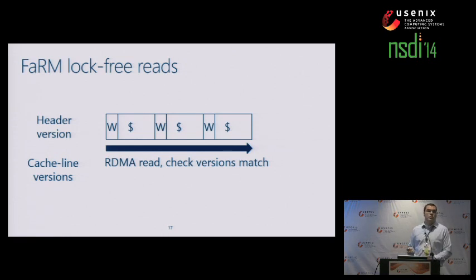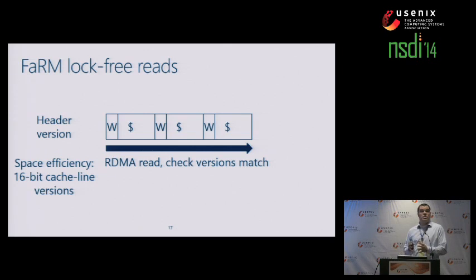There's a small problem with this scheme as described so far. Remember I told you that we are using 64-bit versions, and cache lines are only 64 bytes. So this would mean that we would incur 12.5% of space overhead, which is quite high for a main memory system. So to improve space efficiency, we actually use 16-bit versions in cache lines. We use a 64-bit version in the header, and then we use the least significant 16 bits in each of the cache lines. The reason we can do this is that we need to avoid cache line version overflows only for the duration of a single RDMA read.